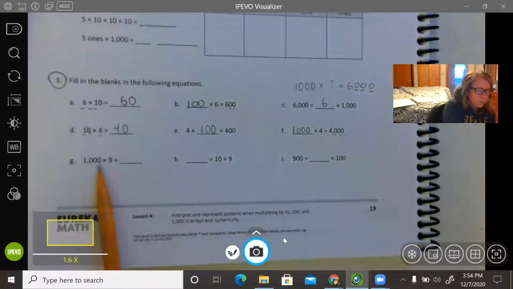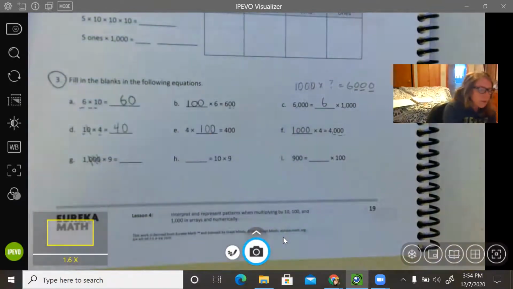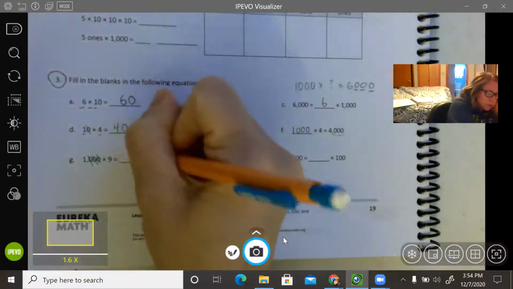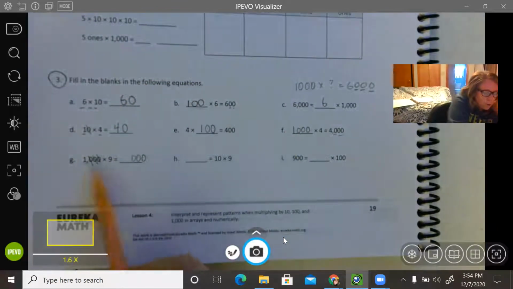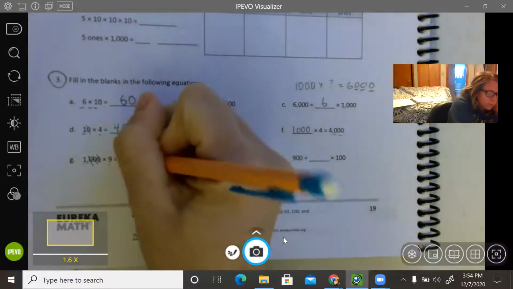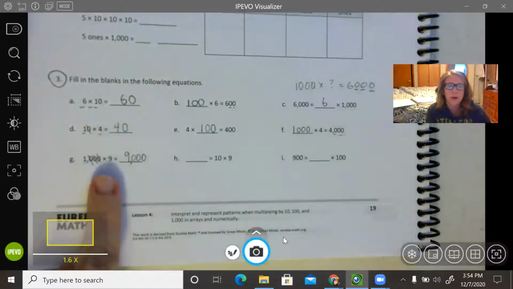Letter G, 1,000 times 9. 1, 2, 3 zeros. As soon as you take those off, put those zeros in your answer so you don't forget about them. I'm left with 1 times 9 equals 9. 1,000 times 9 equals 9,000.